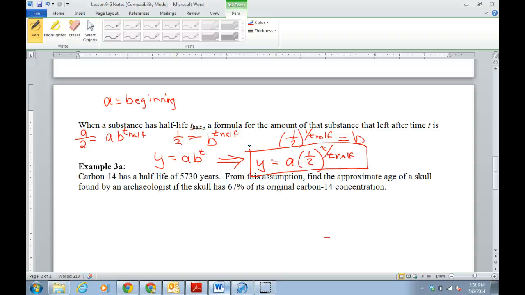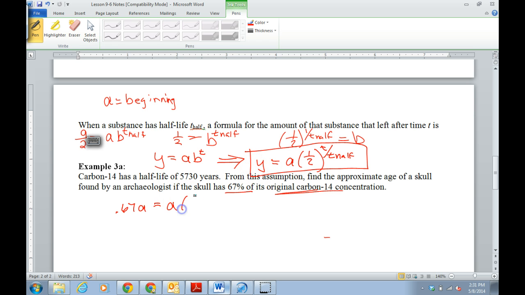All right. So carbon 14 has a half-life of 5,730 years. From this assumption, find the approximate age of a skull found by archaeologists that has 67% of its original. Okay? So I know that I have 0.67 of the original. That is going to be equal to, and I'm going to keep my a here, because I'm going to use this formula.